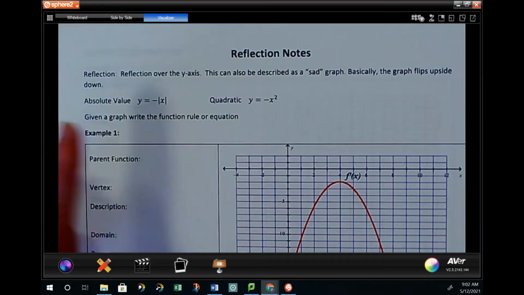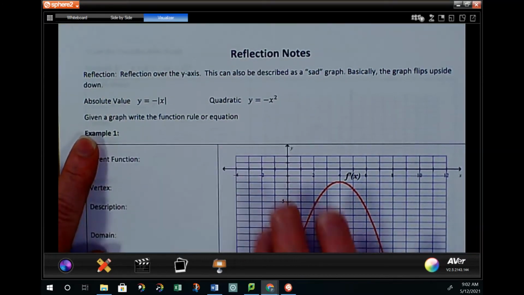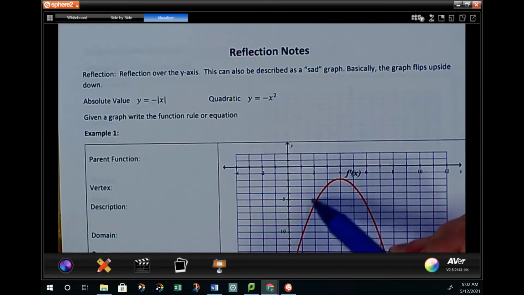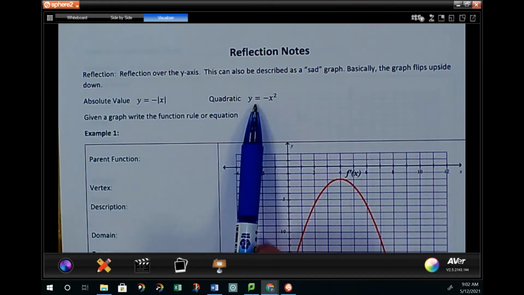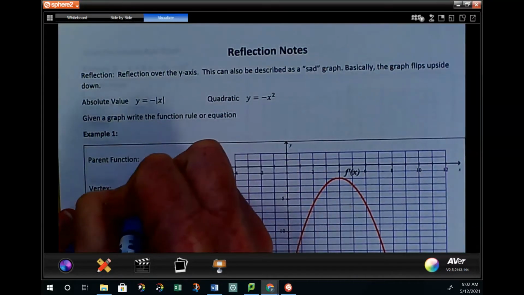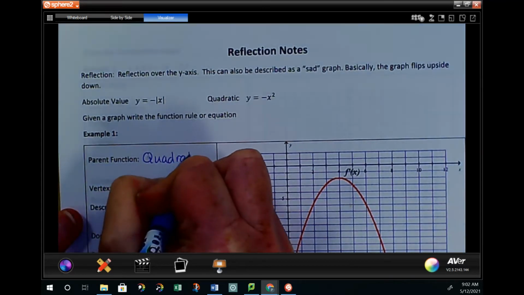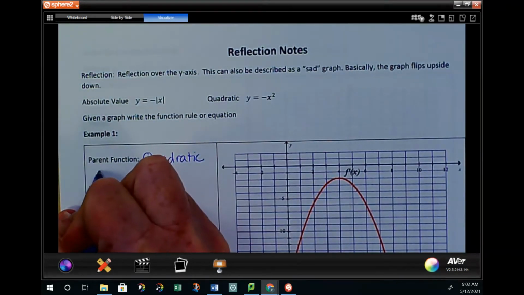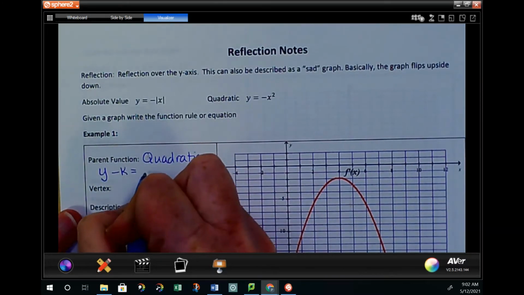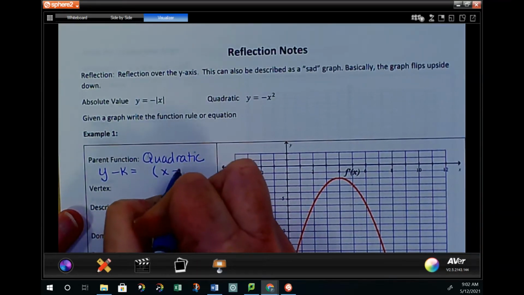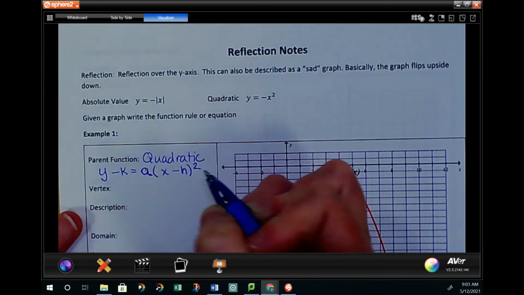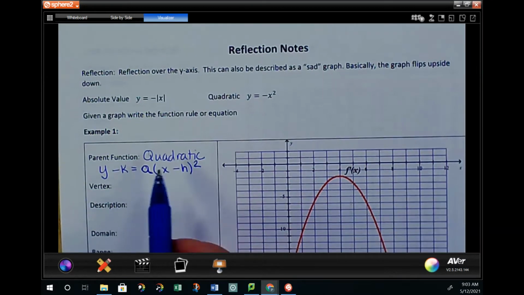All right, so now here it is. I give you this function, and now we've got to figure out what the parent function is. Is this going to be x squared? So is this going to be absolute value, or is this going to be quadratic? My parent function, because this is U in shape, is going to be quadratic. And now I didn't put this on there, but y minus k, because we still have that translation. And now x minus h squared, and we're putting in this letter a in front. That letter a is part of my parent function.